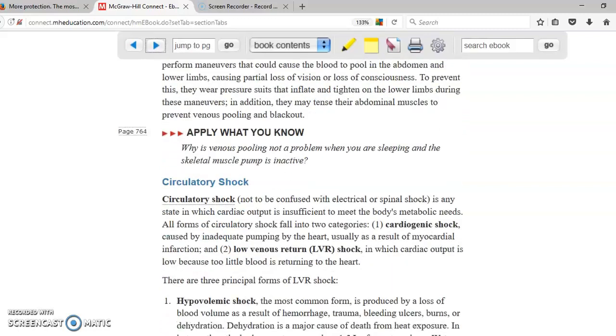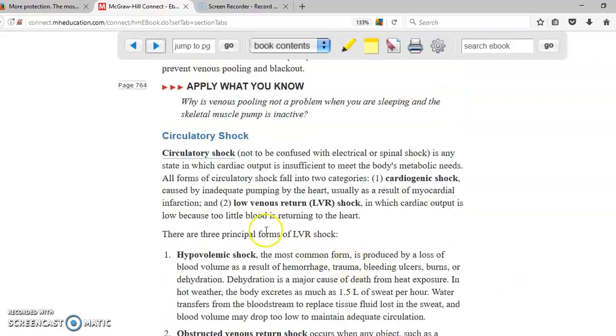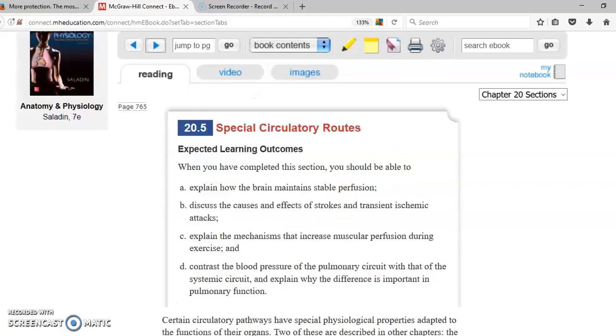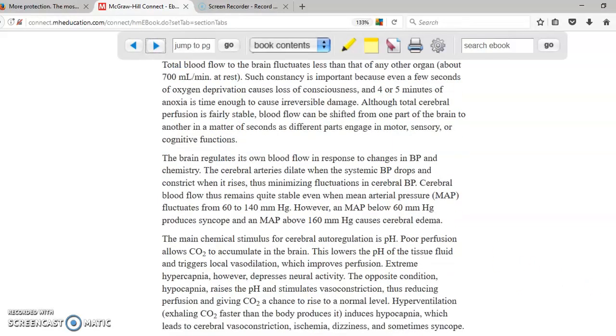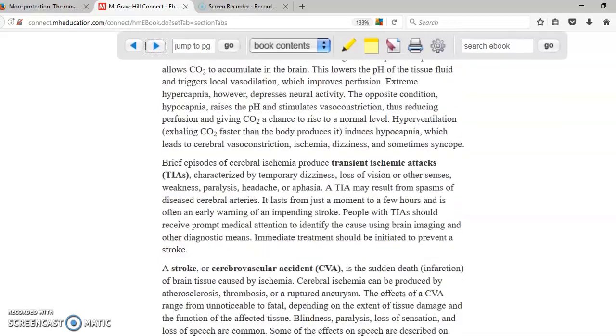So if we keep scrolling down, we have circulatory shock. As I said, I'm not going to talk about it. Next topic is special circulatory routes. The brain, it must have blood all the time because the moment that you don't have blood in your brain, right, you're going to pass out. And if it goes more than that, like maybe 4 or 5 minutes, then obviously there's going to be damage to your brain and you will never be the same.